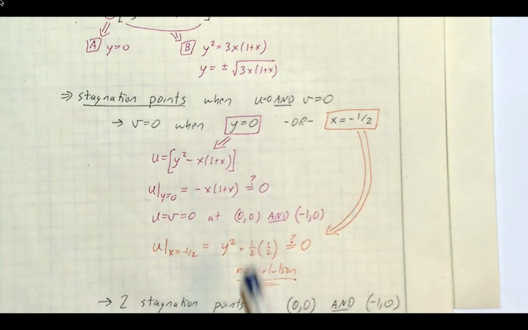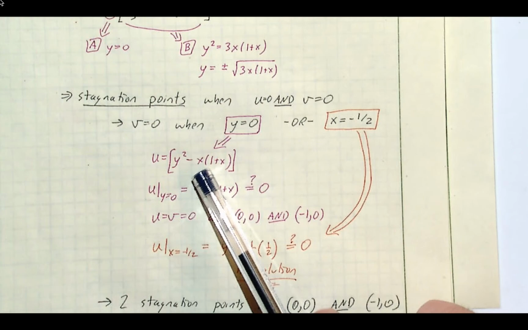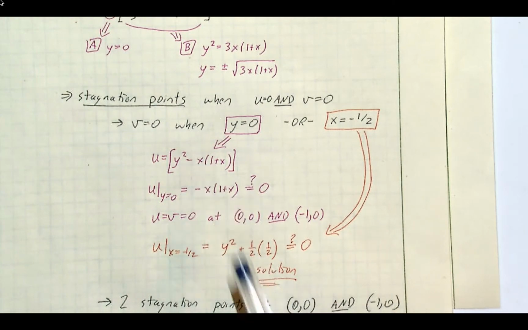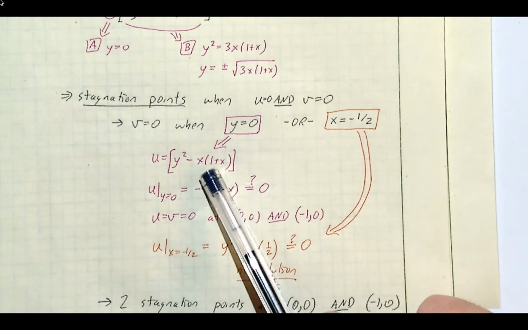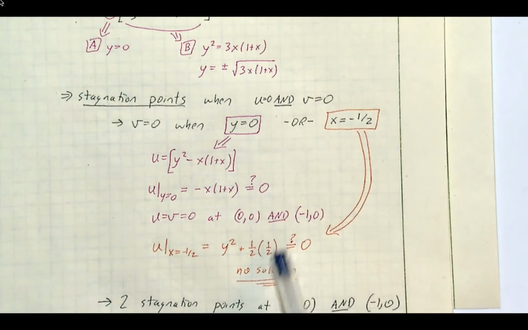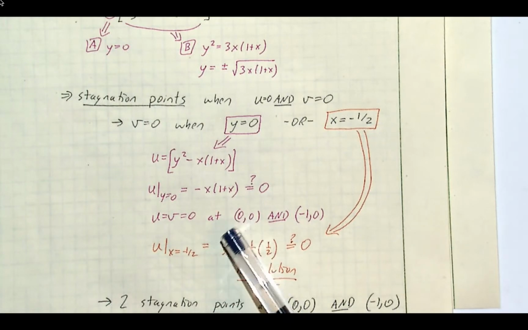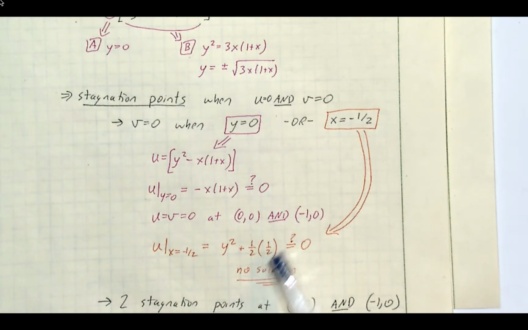X equals minus 1/2. Well, that minus 1/2 becomes a positive 1/2, and then we have 1 minus 1/2 inside here, which is just going to give us another half. So this now says that we're looking for where u equals 0, right? Well, we have y squared plus 1/4. That's never going to be 0, right? Even when y equals 0, that's going to be 1/4. And as y gets away from 0, this just gets bigger and bigger. So there's no solution here.